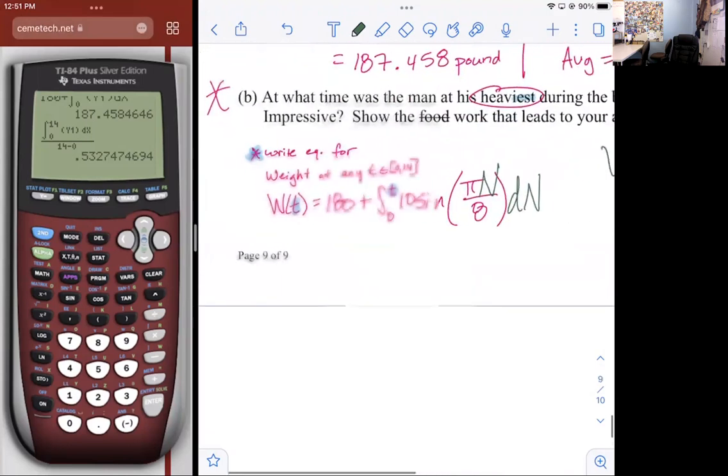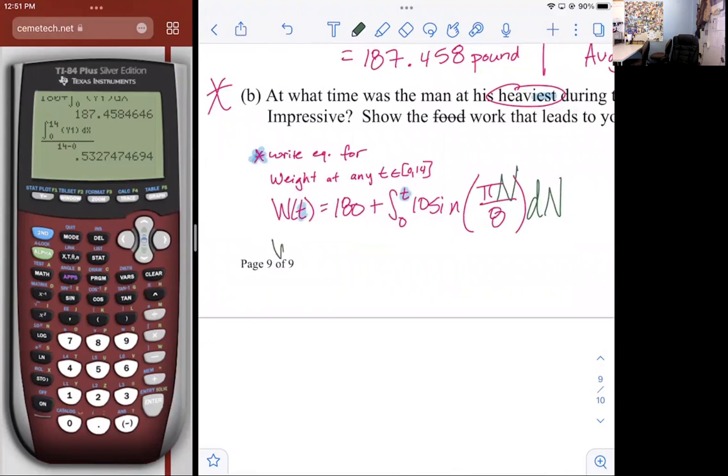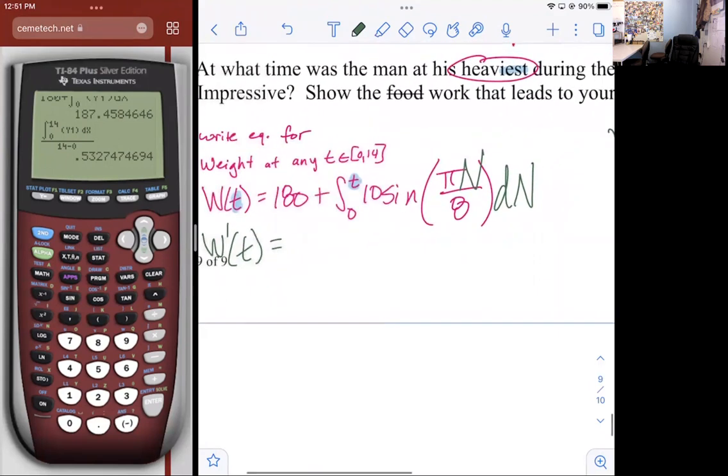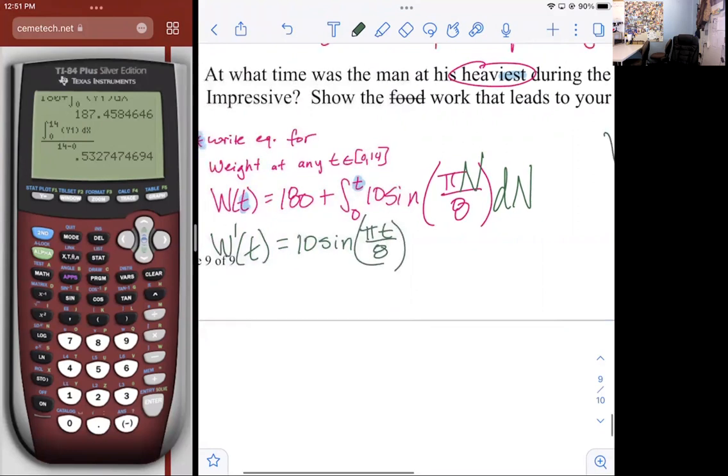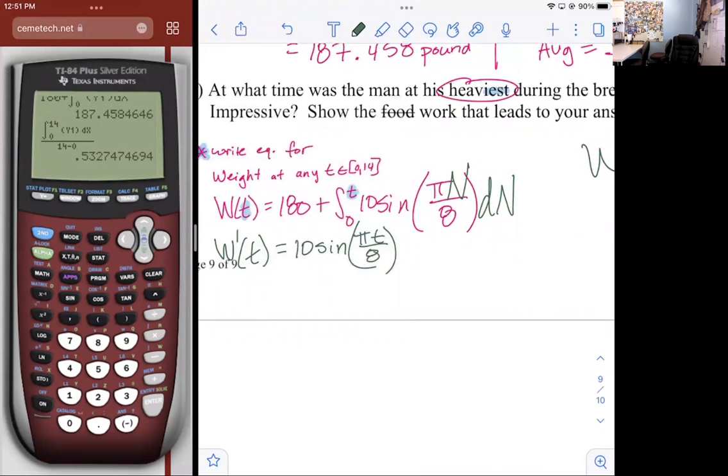So how do we find critical values of a function? We take its derivative, we see where it's undefined and or equal to 0. So now that I've called it W of t, the derivative left side is W prime. And let's just check. What's the derivative of 180? 0. And now what's the integral from a plain old constant to a plain old t? It's going to be the integrand, 10 sine of pi t eighths. And this is your chance to verify. Is that in fact the W prime of t they gave us? Yeah.